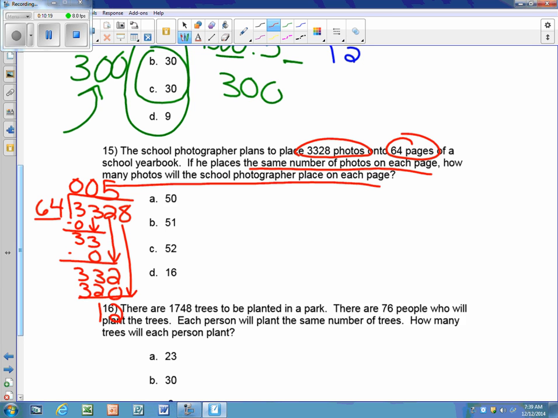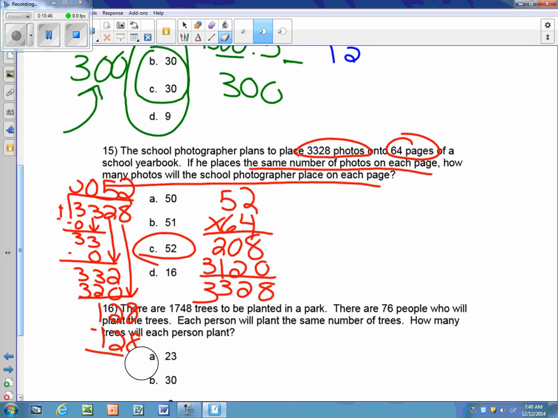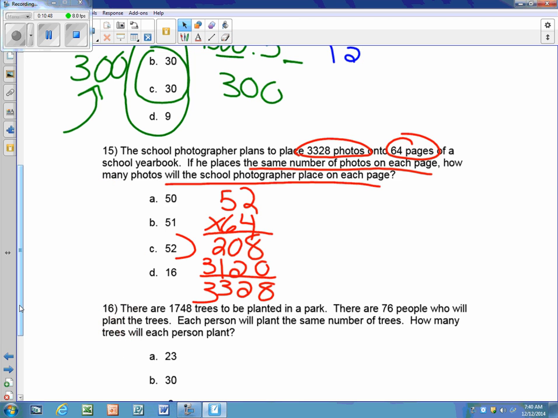Now I bring down my 8. How many times can 64 go into 128? That's 2. So my answer is 52. And then I can even check on the side to make sure that it comes out to my 3,328 photos. And it does. So now I'm just going to erase this so that we can see the next problem because it went right into the next problem.